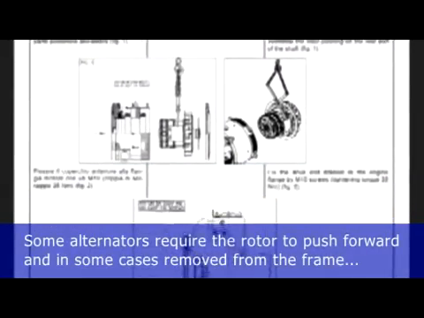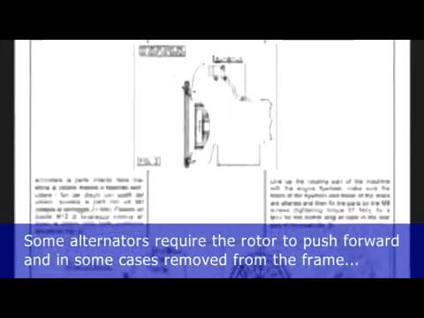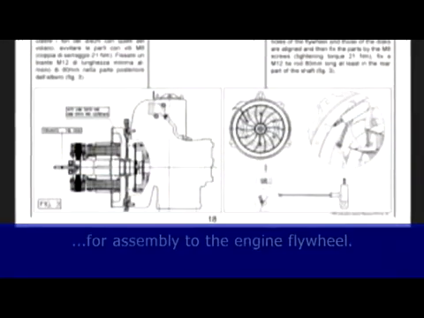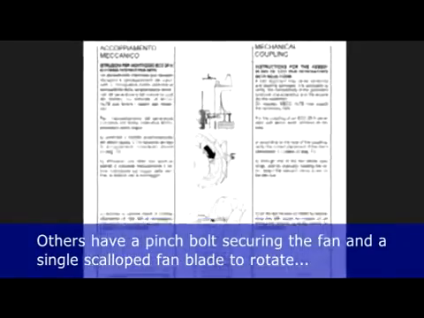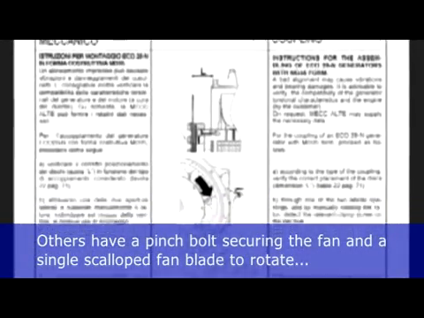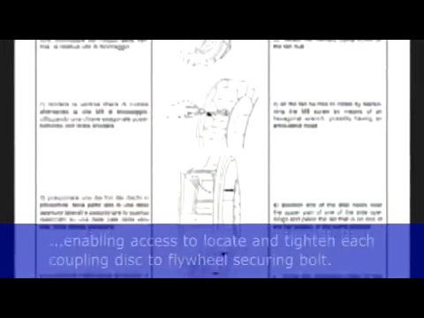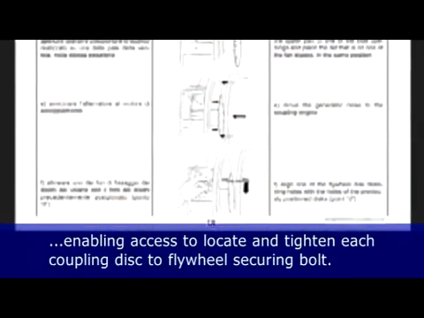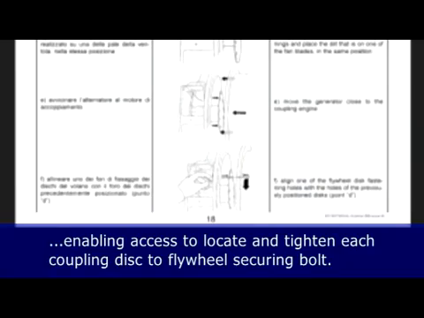Some alternators require the rotor to be pushed forward and in some cases removed from the frame prior to assembly to the engine flywheel. Others have a pinch bolt securing the fan and a single scalloped fan blade to rotate, enabling access to locate and tighten each coupling bolt to the flywheel.